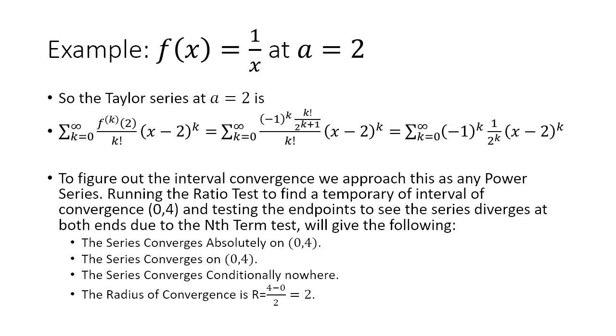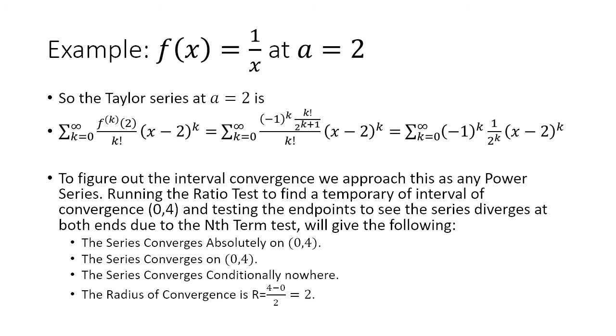The series converges absolutely on the interval 0 to 4. The series converges on the interval 0 to 4. The series conditionally converges nowhere because the interval of convergence is the same as the interval of absolute convergence. And the radius of convergence is just half the length of the interval, the length divided by 2. In this case, 4 divided by 2, which is 2.